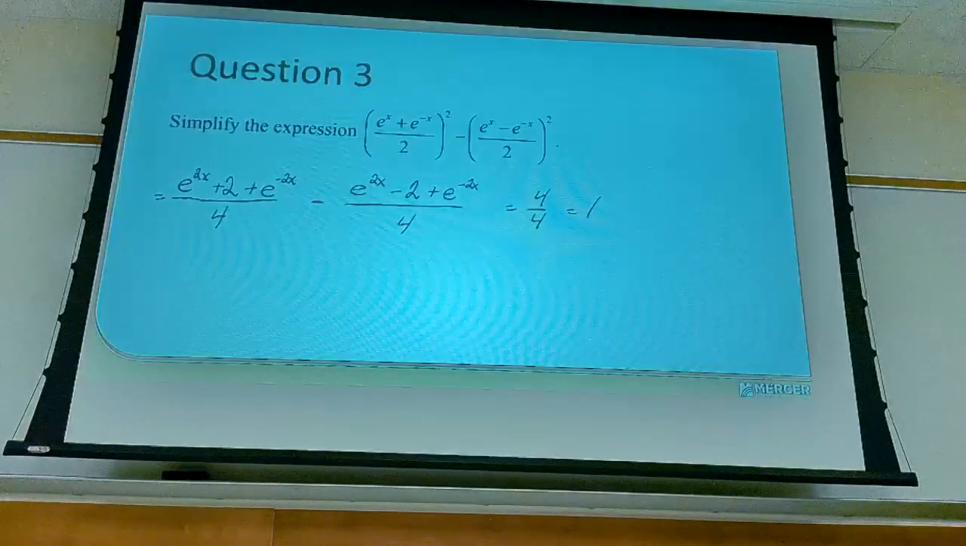How'd you get 2 again? The numerator is twice the product of your terms. It's a plus b quantity squared, that's a squared plus 2ab plus b squared. So you just take the product of the terms and double it. Their product is 1, doubled is 2. Or you could do the FOIL if you don't remember that formula, and you'll still get 2.